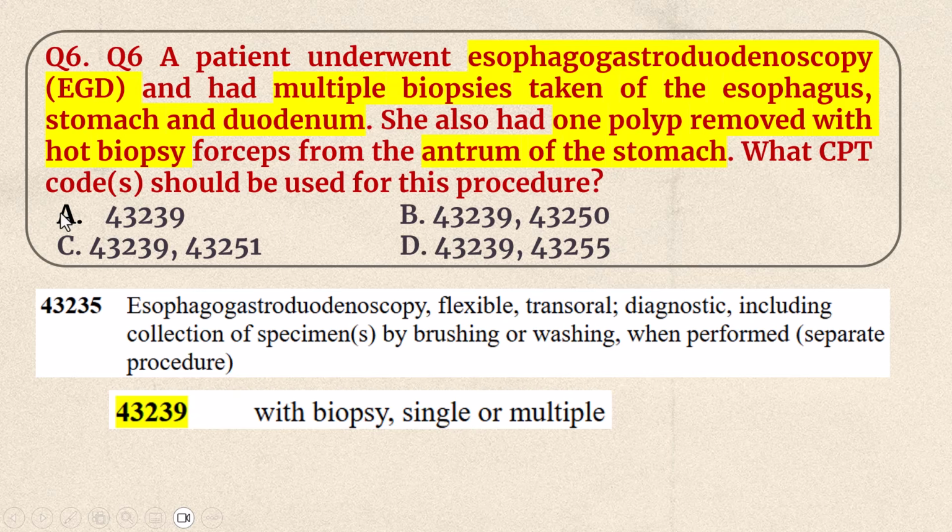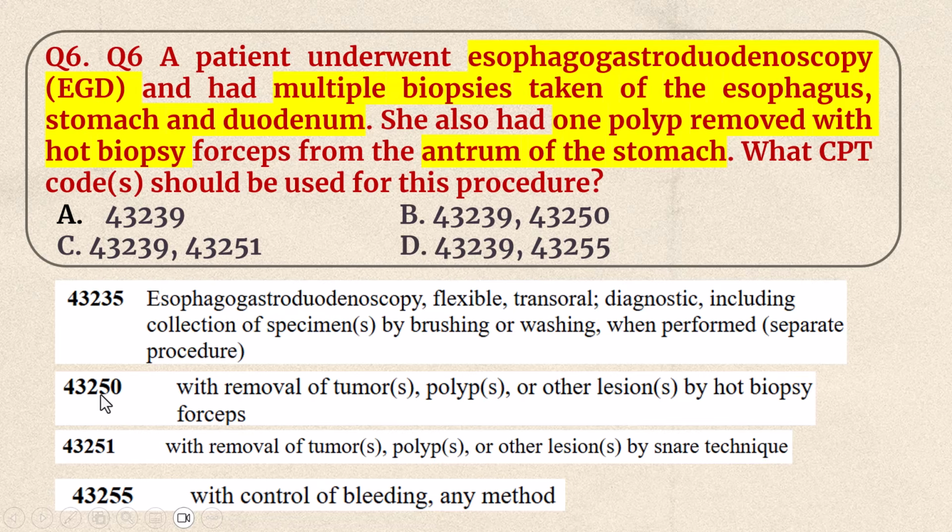But for answer A, only the 43,239 is available. But for the polyp removal of the antrum of stomach, this code does not include it. So you have to check other answers as well. So other answers include 250, 251 and 255 codes. So let's check those codes.